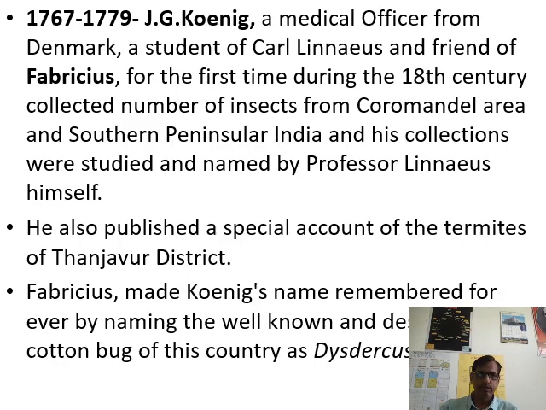In 1767 to 1779, J.G. Koenig, a medical officer from Denmark, a student of Carl Linnaeus and friend of Fabricius, for the first time during the 18th century, collected a number of insects from the Coromandel area and southern peninsular India, and his collections were studied and named by Professor Linnaeus himself. He also published a special account of the termites of Tanjore district. Fabricius made Koenig's name remembered for every naming.